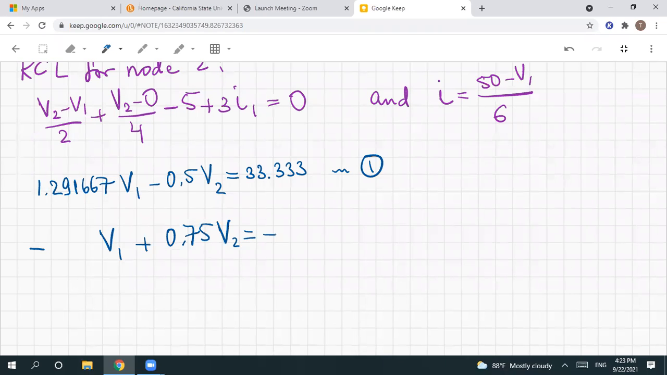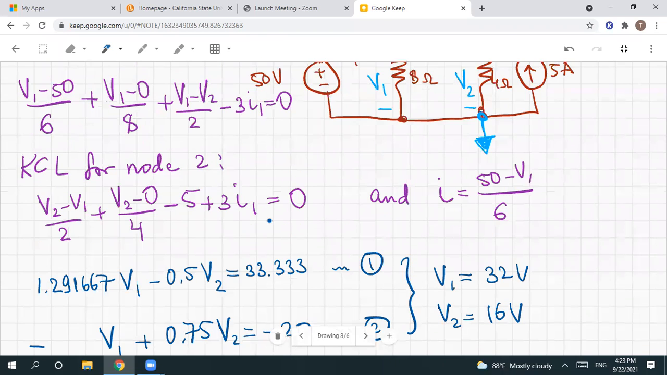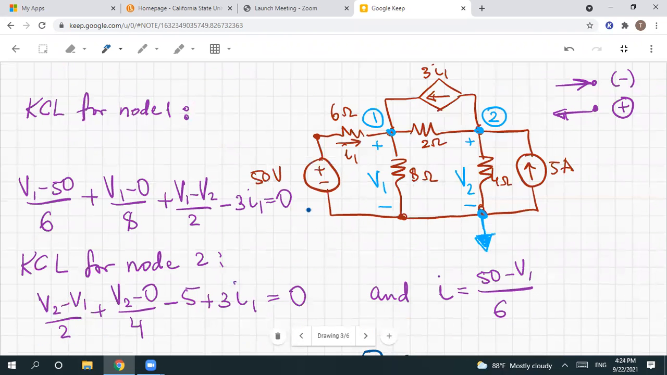So it will be minus 20. So these are the two equations that I need to solve. If we solve them, we will find that V1 is equal to 32 volts and V2 is equal to 16 volts. So these are the unknown voltages here, okay?